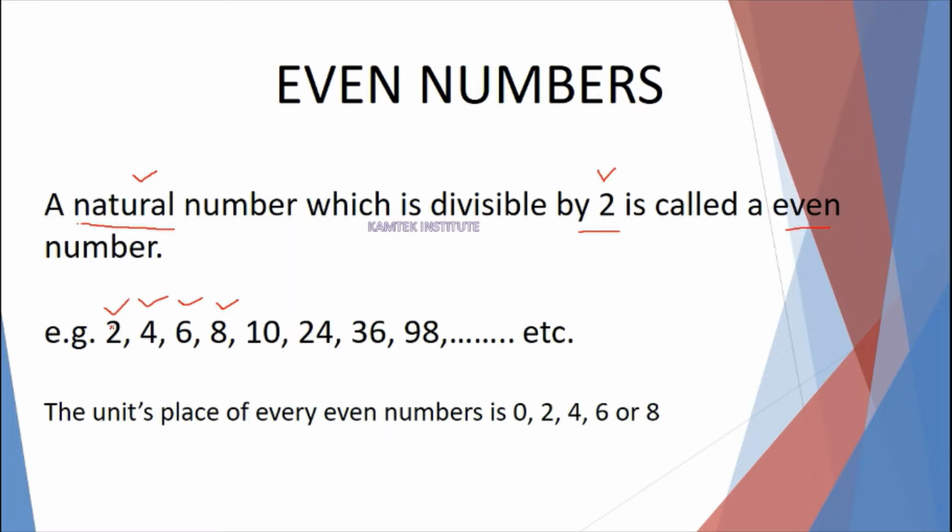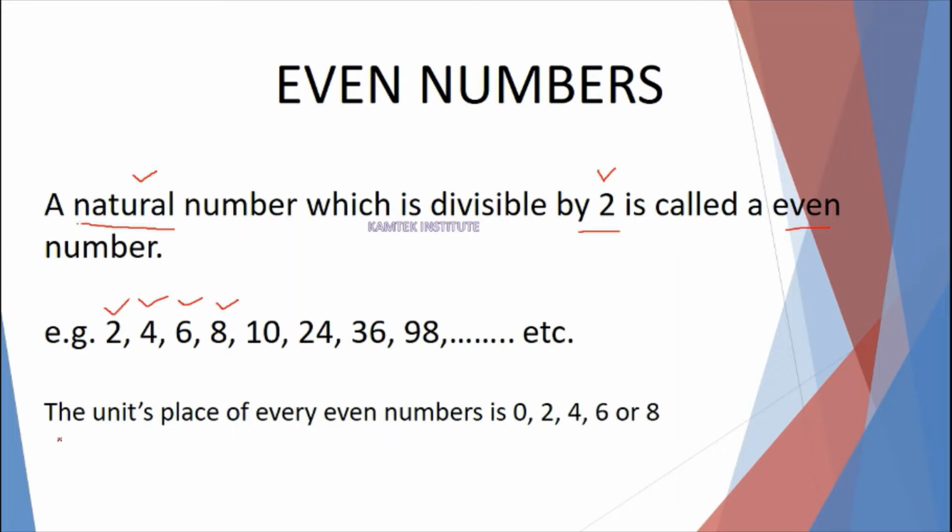लाइक 2 को 2 से डिवाइड करो तो व्हाट डू वी गेट? 2 1s are 2, रिमाइंडर इज 0. 4 को डिवाइड करो तो 2 2s are 4, रिमाइंडर इज 0. 6 को डिवाइड करिए, देन अगेन 2 3s are 6 and remainder is 0, and so on and so forth.